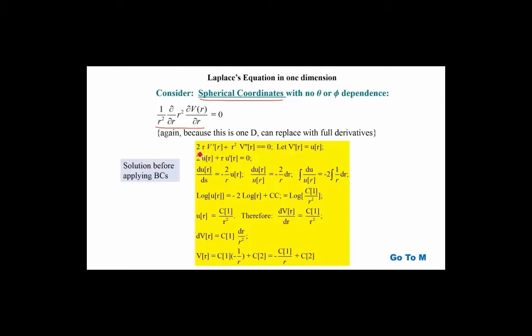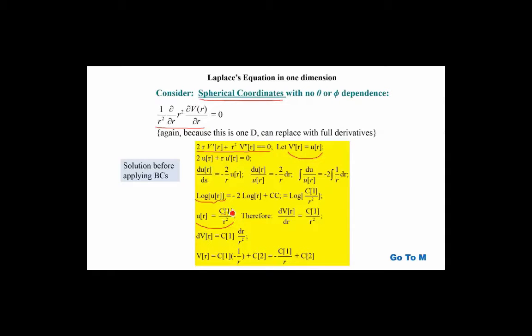So this is the resulting differential equation of the Laplacian in spherical coordinates, and you'll see that it has a 2 times r v prime of r plus r squared v double prime of r equals 0. Well, the solution can be found the same way. You let the first derivative of v be a function, substitute that in, and then do all the integration and separation. And so you end up with a similar result where you have the log of u of r equaling the log of a constant, and this time divided by r squared. So this is your resulting function with an arbitrary constant c1.